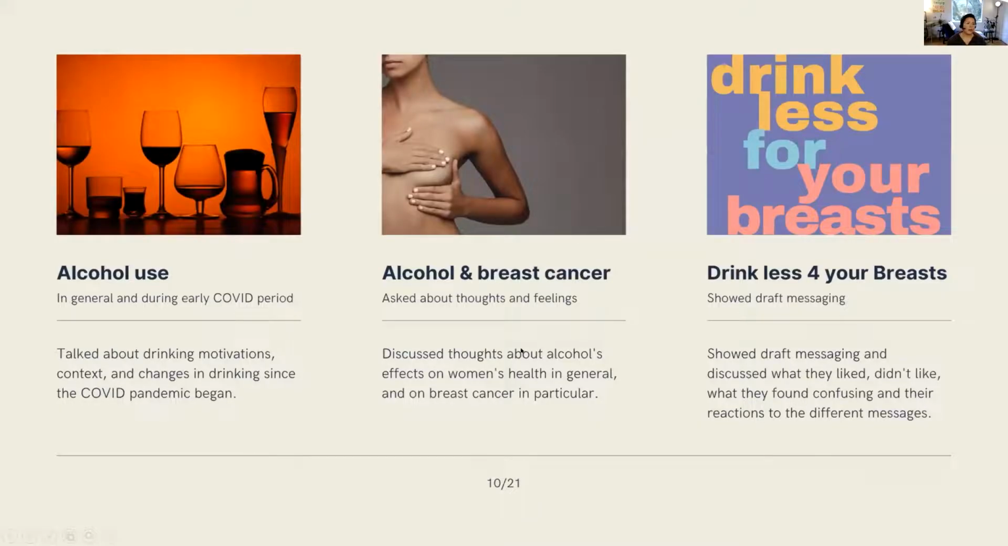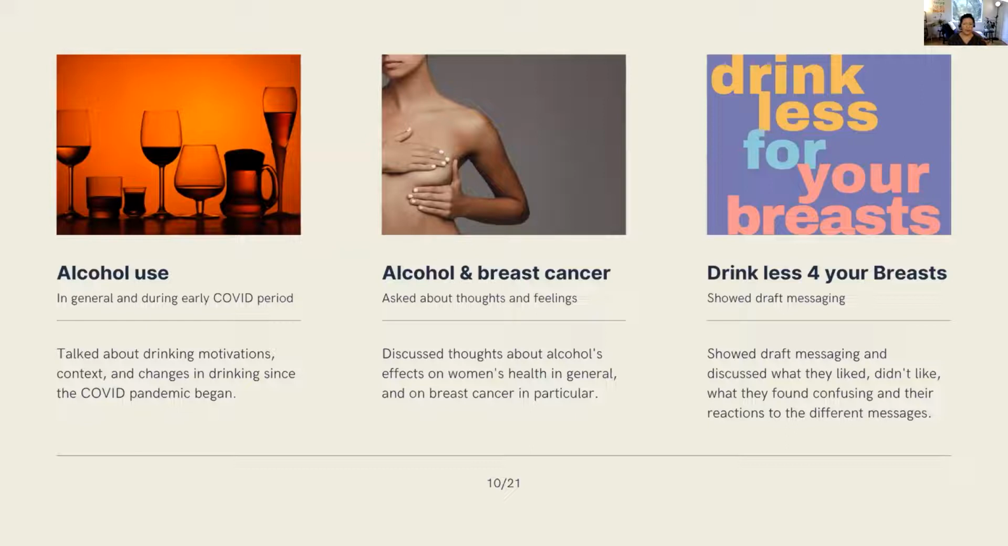For our focus groups, there were 3 topics that we addressed. The first topic was alcohol use. We asked our young women why they drink, who they're drinking with, when they're drinking, and what changes in drinking they might have experienced, because we were interviewing them at the beginning of the COVID pandemic. We also asked them about their thoughts and feelings about alcohol and breast cancer.